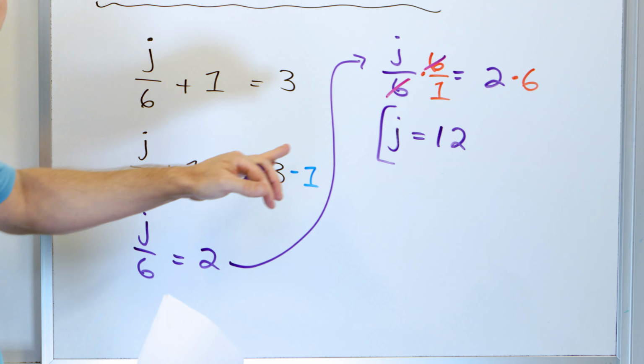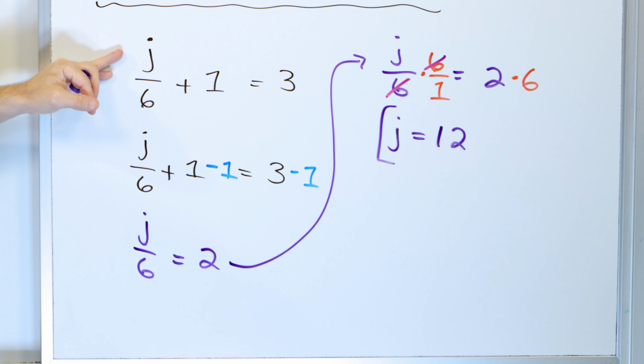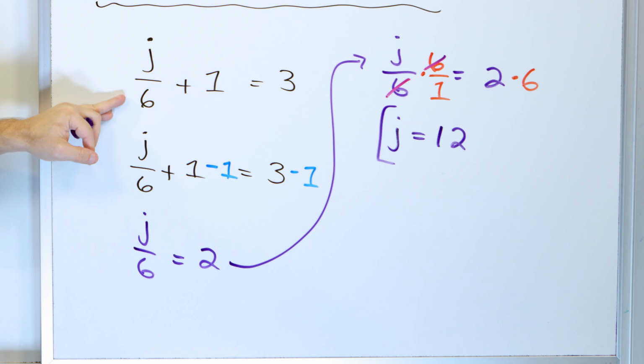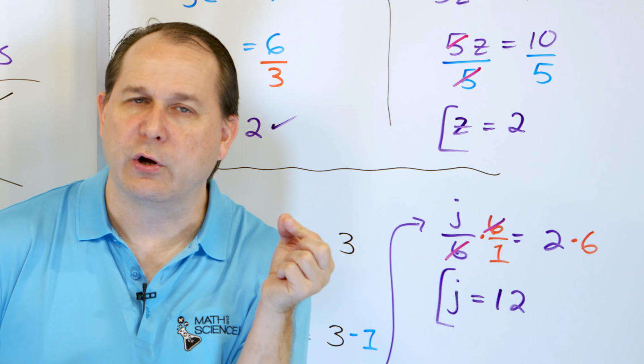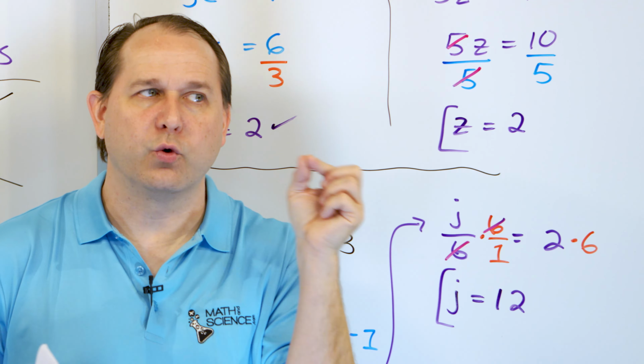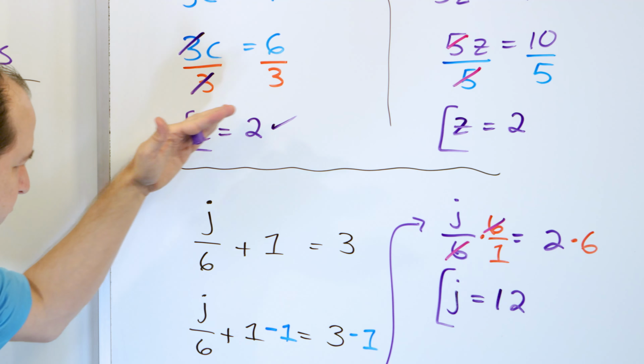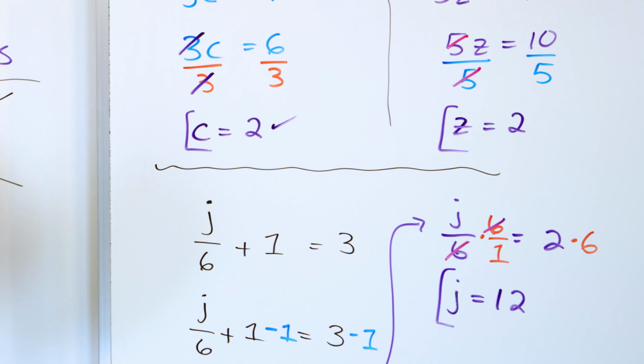J is 12. Check your answer. Put a value of 12 in there. 12 divided by 6 is 2. And then this 2 plus 1 is 3. So it gets more and more difficult to figure out what value is going to work by guessing. We have to do it the proper way to get the right answer, but then you can check your work.